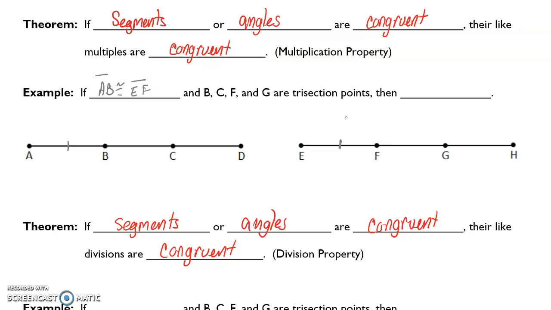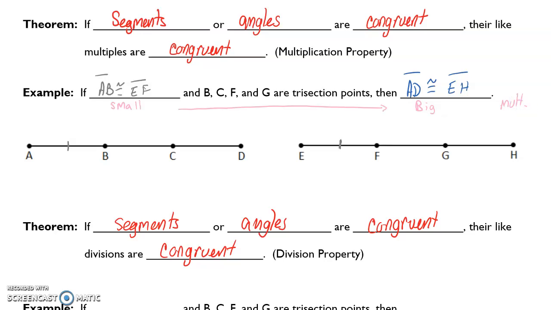So it is being cut in 3 equal segments. Then I can make a conclusion that segment AD is congruent to segment EH because those are trisection points. Small segments were congruent. That was our hypothesis, our given. Becomes big congruent segments. That's my multiplication property.